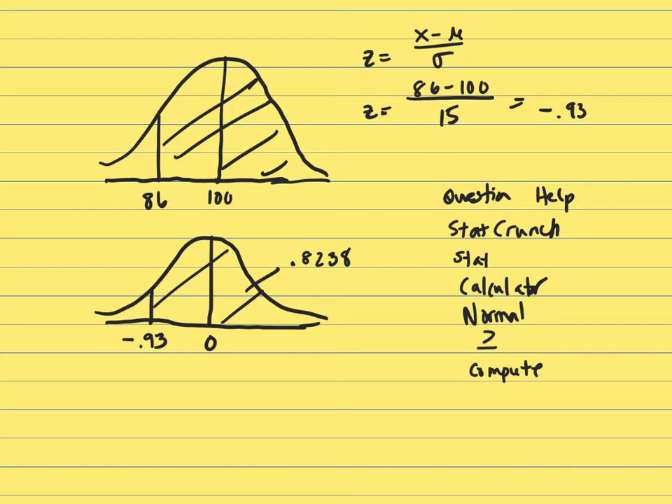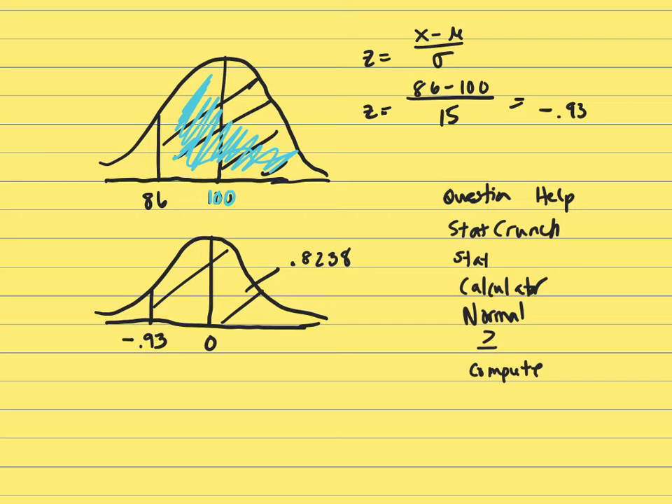We were trying to find the area of the shaded region, and the shaded region is to the right of 86. That 86 is a real number, a real world number, not a z. And I went on and labeled the mean as 100 because it tells us the mean is 100 and standard deviation is 15. And we know before we use technology, I need to convert that to a z.